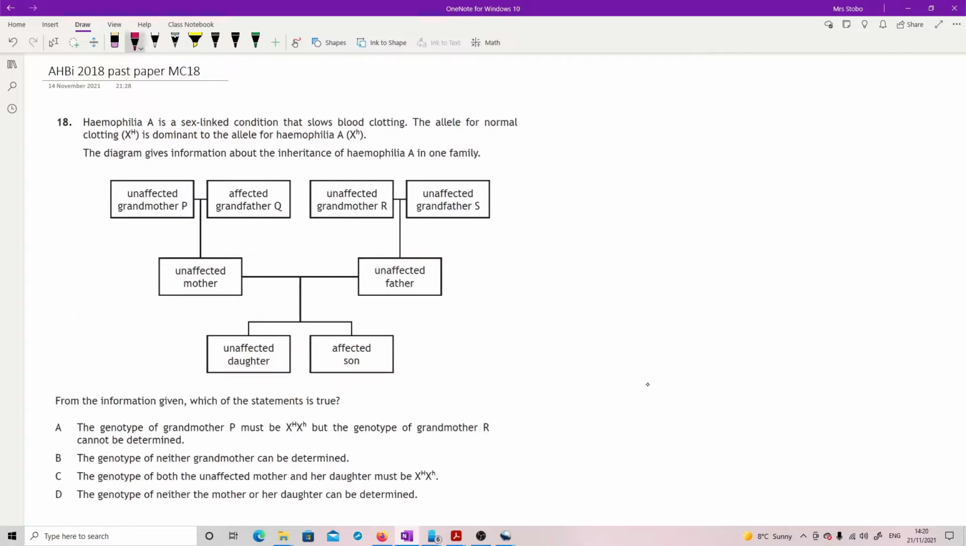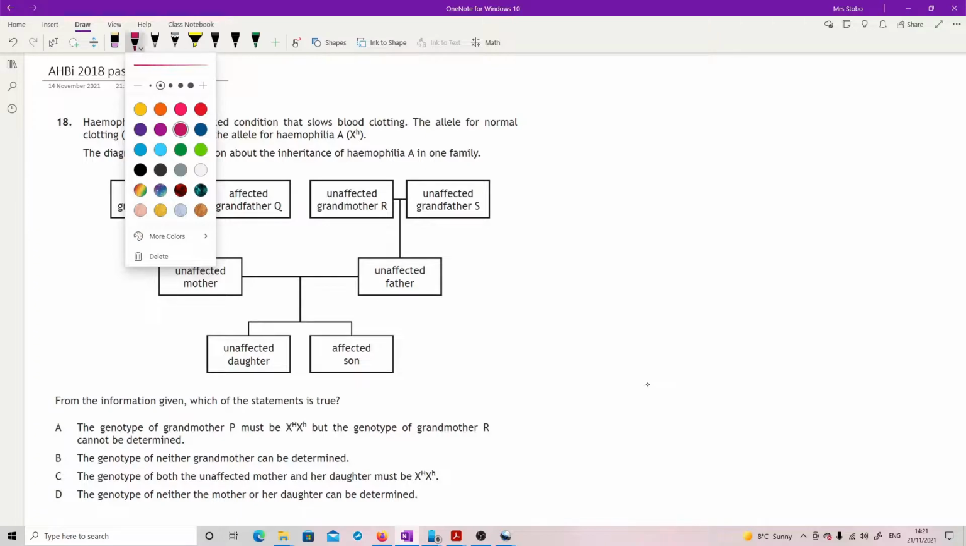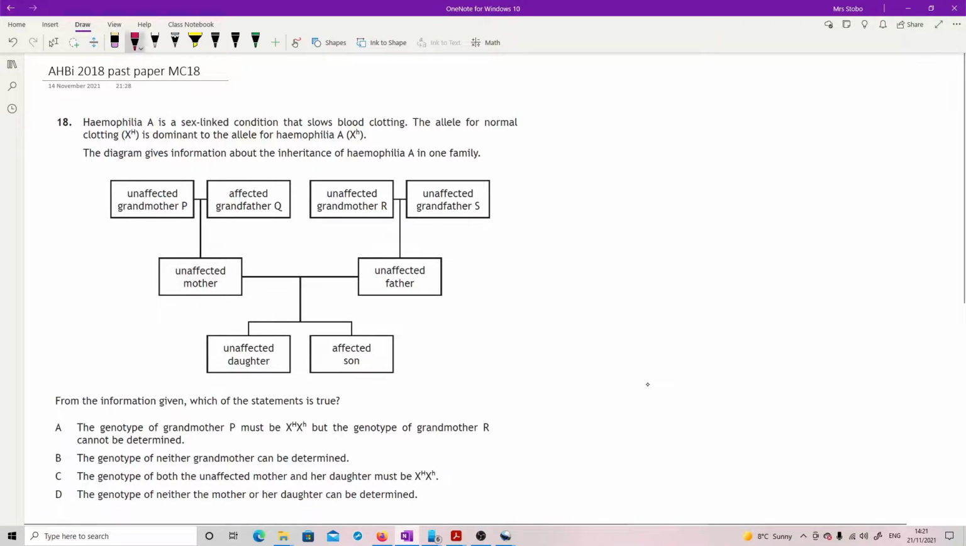So C. Okay, hemophilia, or hemophilia A, is a sex-linked condition that slows blood clotting. The allele for normal clotting, X big H, is dominant to the allele for hemophilia. The diagram gives information about the inheritance in one family, and then from the information we're looking for true statements. I'm just going to work out what I can work out, and then I'll be able to get the answer for this one.